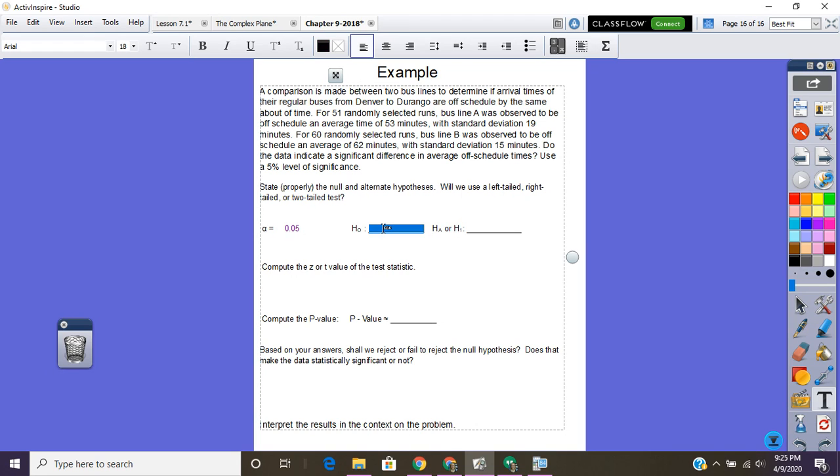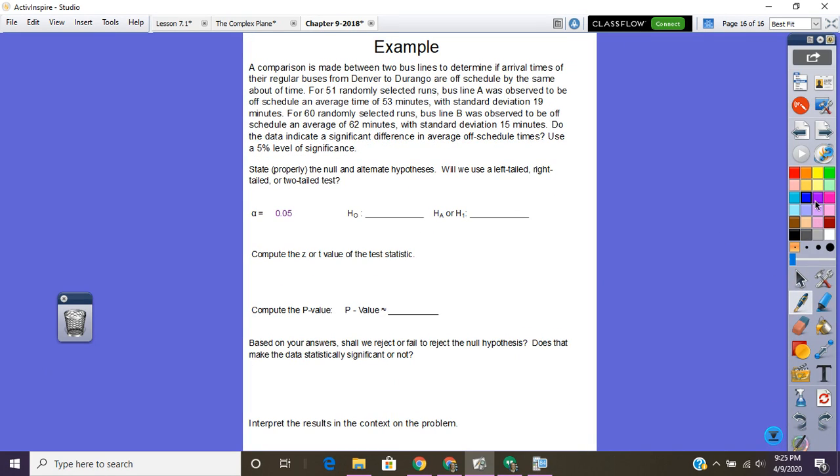All right. Our null hypothesis, when you are given two different samples, we are testing whether we think they are the same or not. So we are going to say under this one that the mean of one equals the mean of the second. That's what we are testing. So our alternate is, do the data indicate significant difference in average off-schedule times? So they don't want to know if one's bigger or smaller. They just want to know, are they different? So we're seeing if mean 1 is different than mean 2.